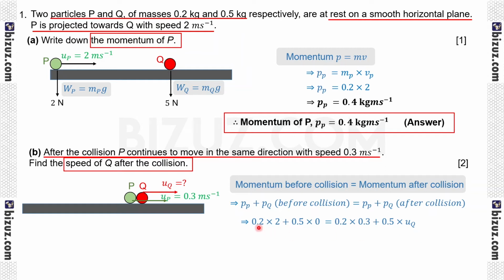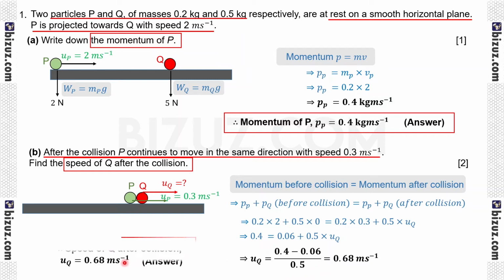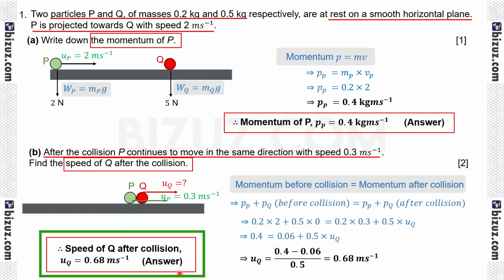Now here 0.2 into 2 is 0.4, equals 0.2 into 0.3 which is 0.06, plus 0.5 UQ. Now UQ is equal to (0.4 minus 0.06) divided by 0.5, which is 0.68 meter per second. Therefore, the speed of Q after collision, UQ, is equal to 0.68 meter per second. And this is the answer to this question.